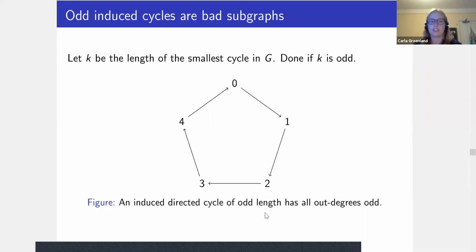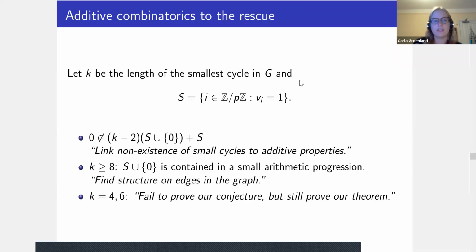So we can assume that when we look at the smallest cycle in the graph, not necessarily induced, then it is necessarily induced. So if the length of the smallest cycle is odd, then we're immediately done. So we know now that it needs to be 4, 6, 8, etc. And whenever it's at least 8, we have an argument to get rid of it. And when it's 4 or 6, we can't prove our conjecture, but somehow we can still prove our theorem.